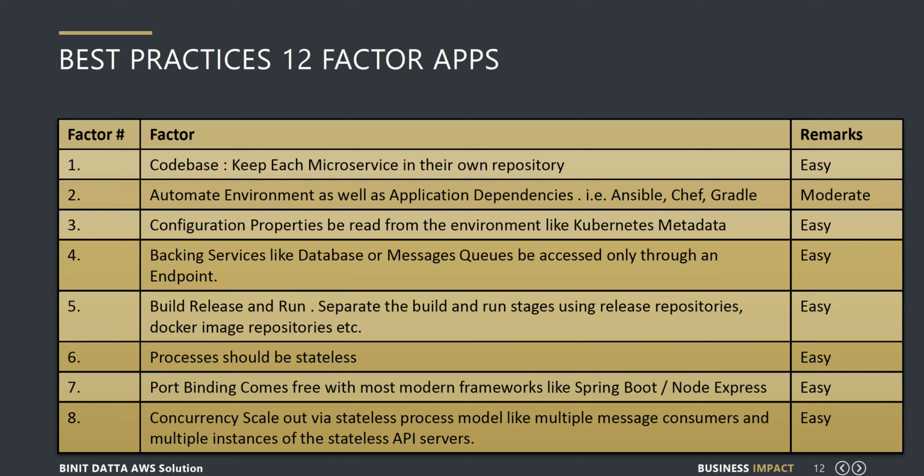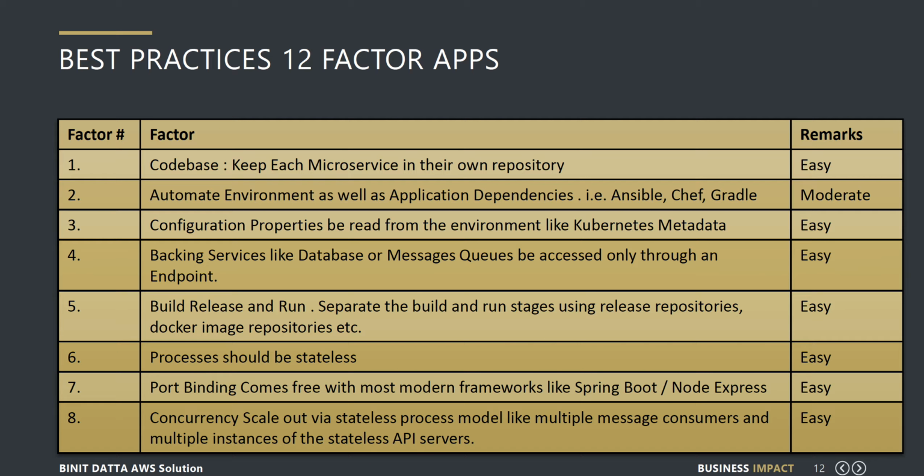And backing services, like if you're accessing a database or a RabbitMQ message queue or a cloud-based message queue, those should be accessible only through an endpoint or a URL. They should not be hard-coded within your application. So they should be coming from your properties, and it does not matter whether you are accessing a production URL or a dev URL or a QA URL, your application code should not change, and that should be easy as well.